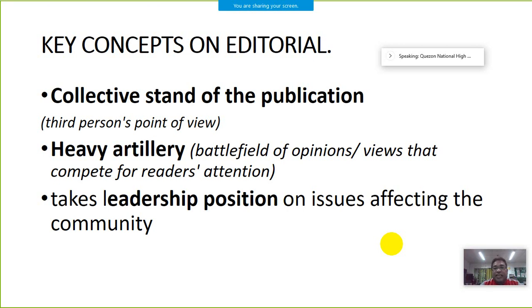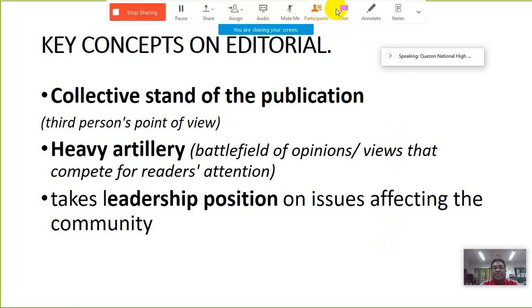So that is the rationale behind the reason why editorial should be presented in third person's point of view most of the time. But of course, the pronoun we, although that is first person, is an exemption to the rule because that's first person plural. It's understood that when we use the word we, there are many personalities involved. So it's still a collective stand of the publication.